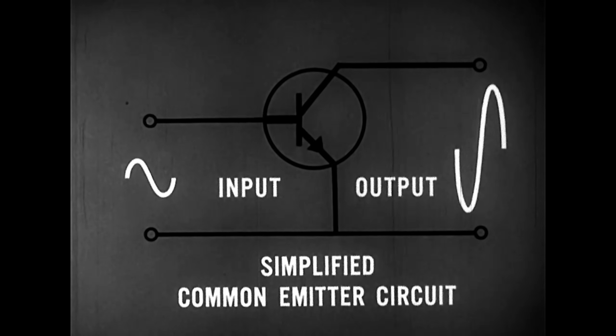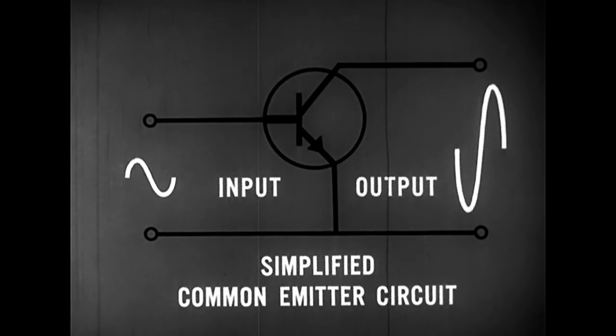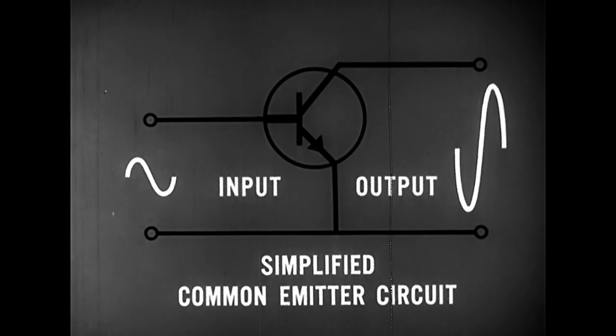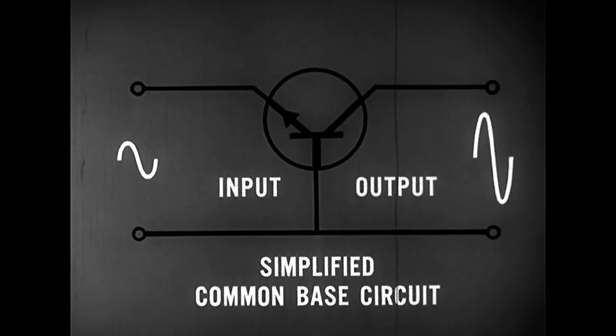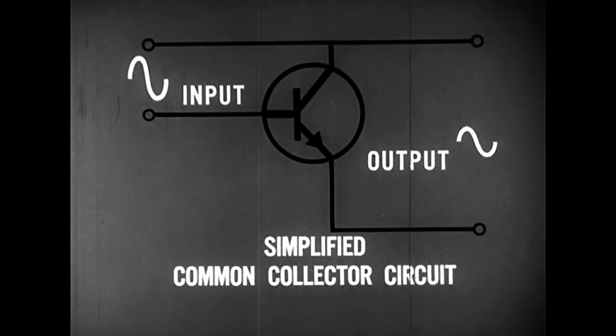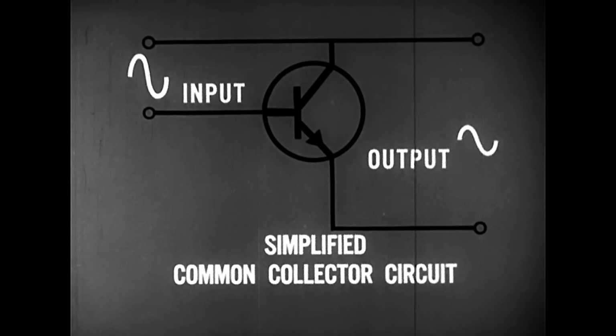Remember these three applications of NPN transistors. The common emitter circuit provides an amplified signal 180 degrees out of phase with the input. The common base circuit provides an amplified output signal in phase with the input. The common collector circuit provides an in-phase output signal. Current and power amplification is obtained, but there is no voltage amplification.